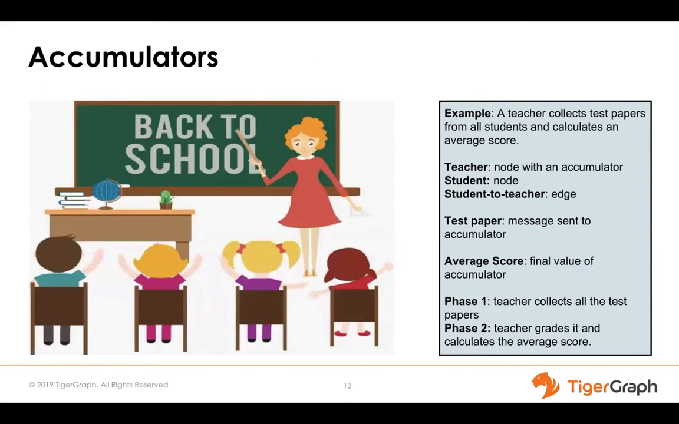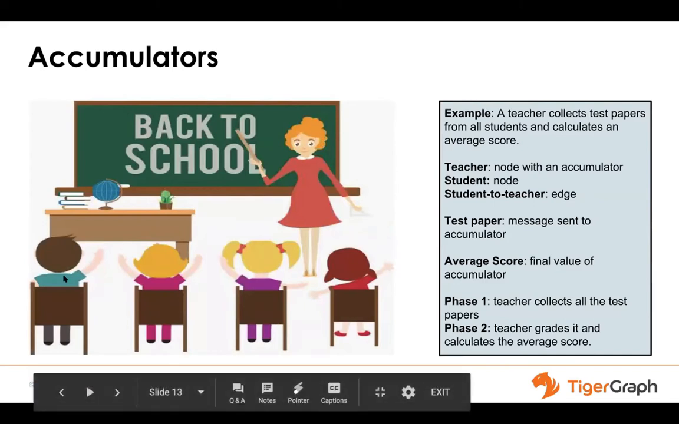Each student is also a node. You could think of the test as nodes, but let's think of the students as nodes. And then, of course, there's a connection between students to teachers, the edge. So that's our basic graph. Here we'd have 1 teacher node, 4 student nodes, and 4 edges. Now, we're going to do some accumulation.